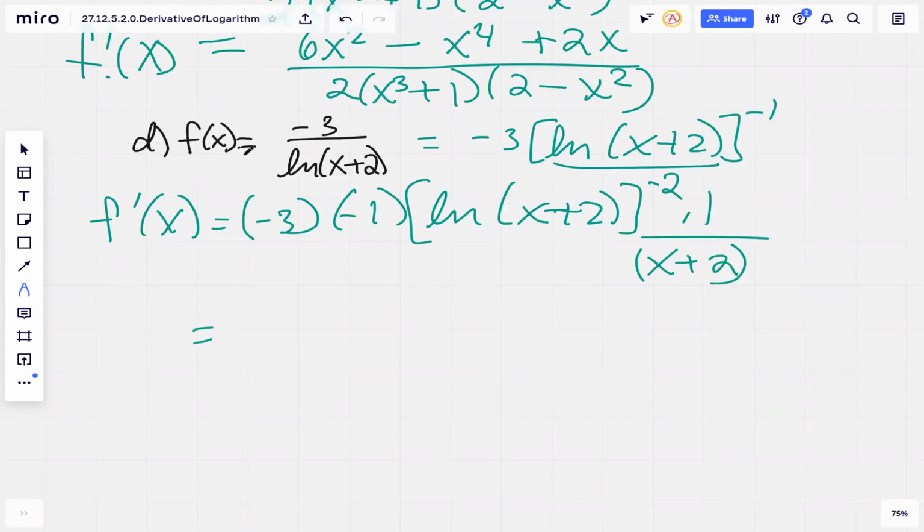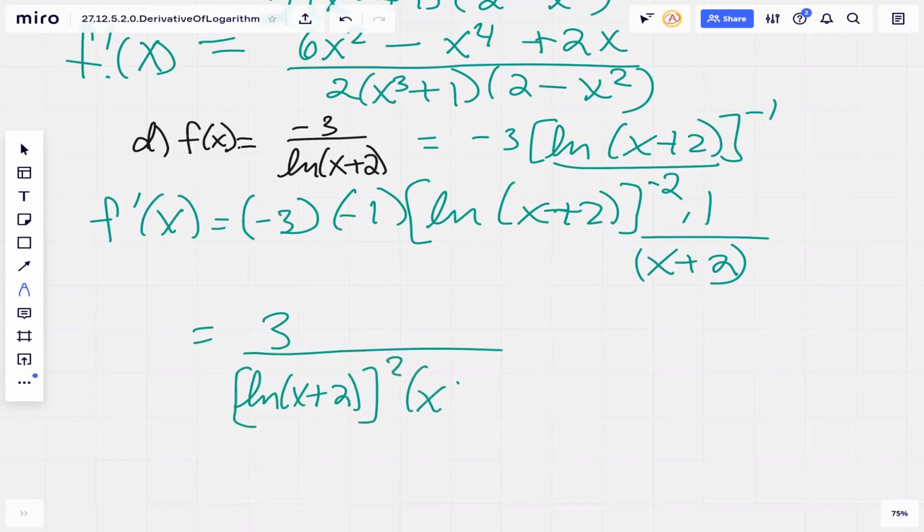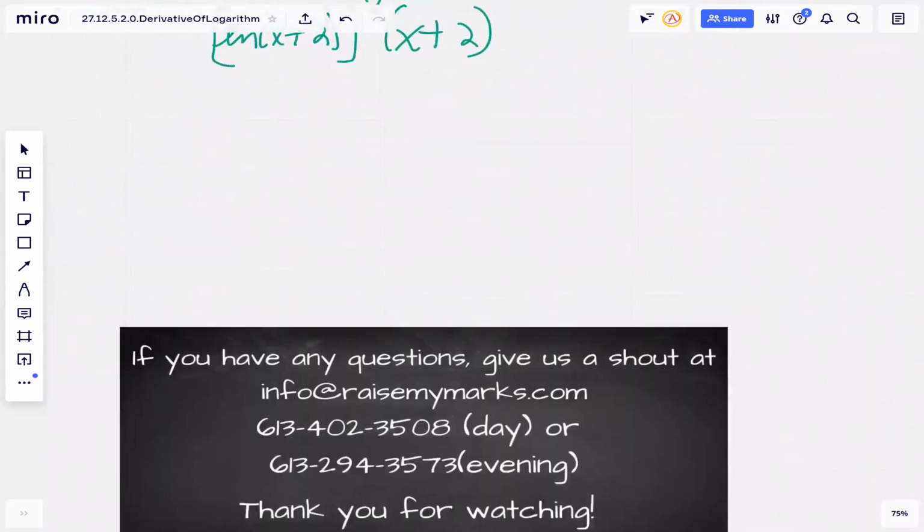So now let's simplify everything. We have 3 over (ln of (x plus 2)) all squared times (x plus 2). Good. And that's our f prime of x. Let's see. Now, do we have anything else? No, that brings us to the end.